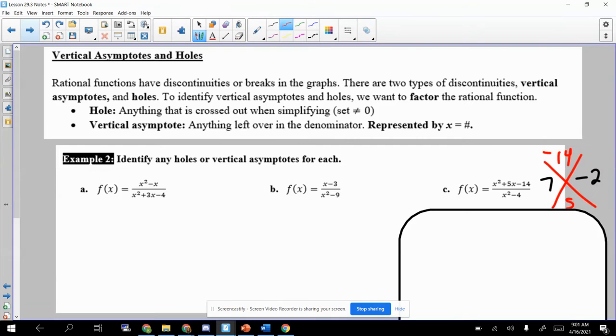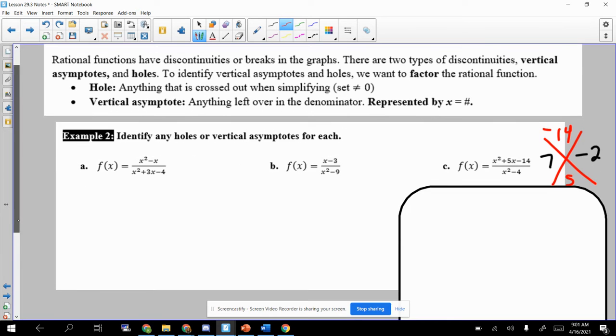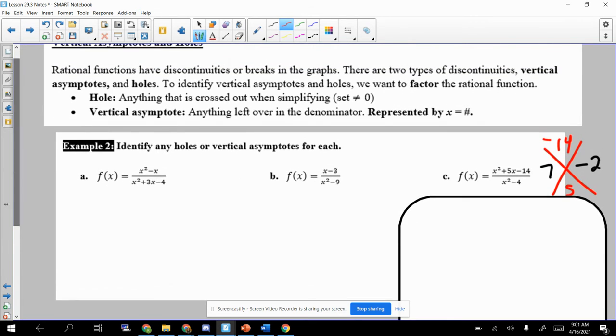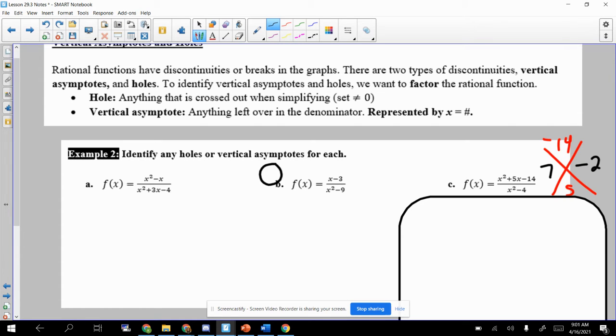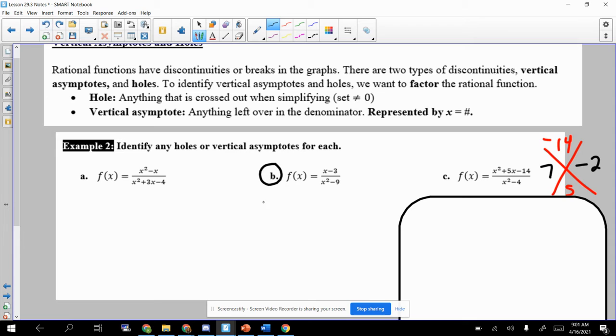All right. Then vertical asymptotes and holes. We talked about this in class. So I'm just going to do one really quickly. But remember, what you want to do is factor the numerator and denominator. So I'm going to do part B here. So the numerator is already factored. So I'm going to leave that the same.